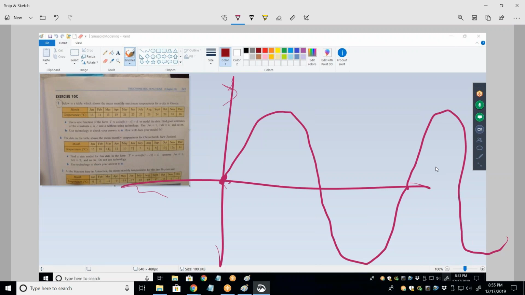You can figure out phase shifts and periods based on the table. That'll give you B and C. You got your sinusoid function right there.